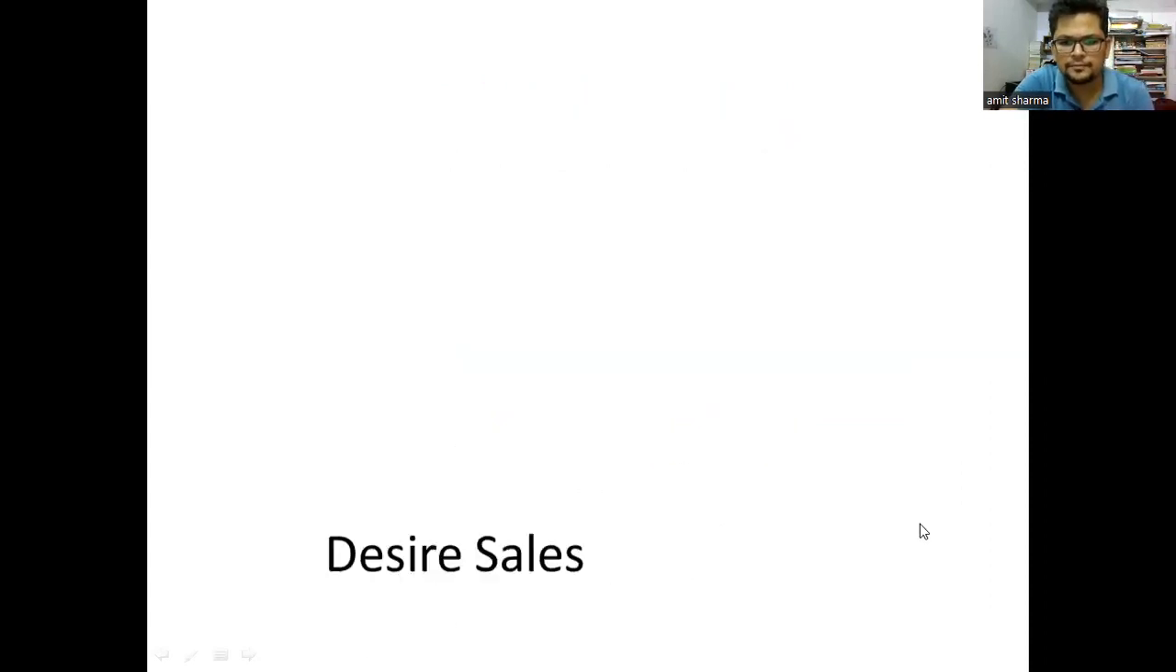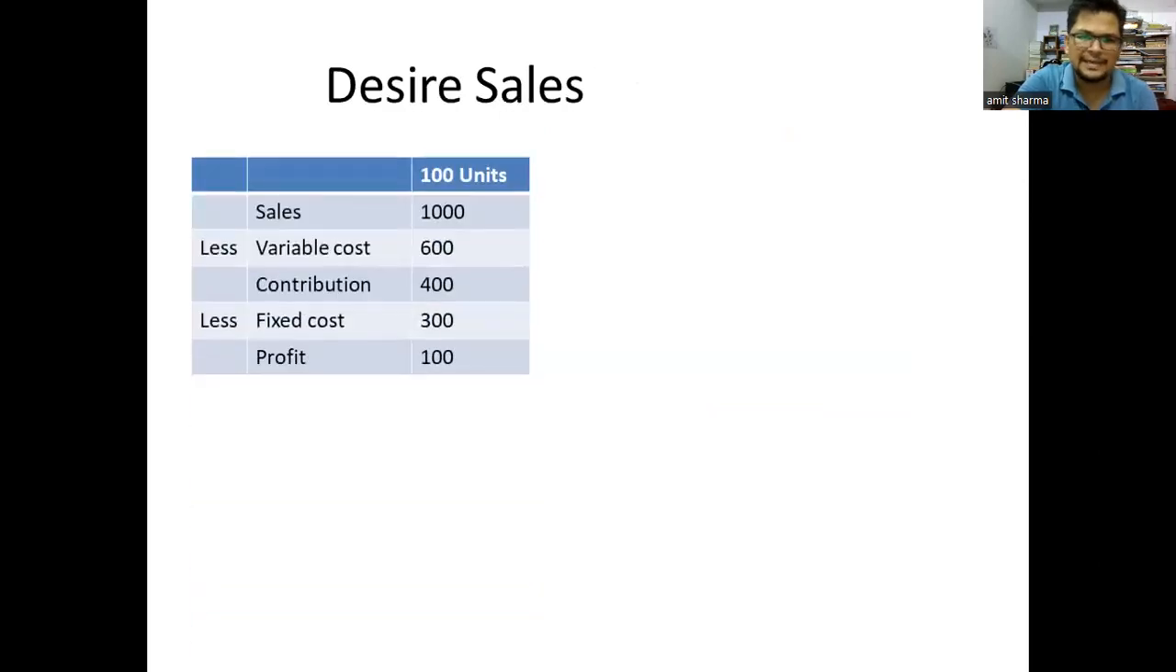Move to the next topic: desired sales. Desire means something we need, something we are dreaming of. Suppose in the same statement, 100 units result in 100 rupees as profit. We are getting 100 rupees on 100 units. Now we decide to double our profit. Now we decided our target profit is rupees 200. How much sales do we need?